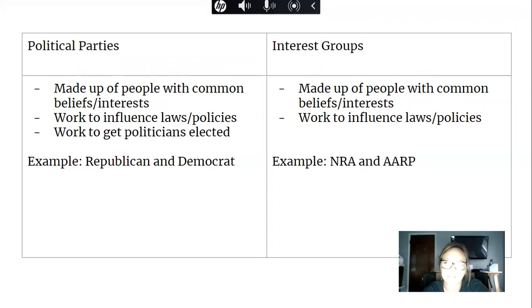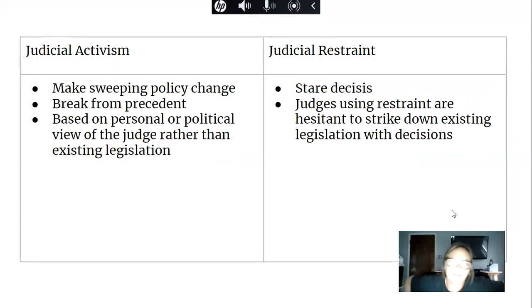Examples, we know Democrats and Republicans are the two big examples for political parties. Some interest group examples would be like the National Rifle Association, the AARP, which is the American Association of Retired People. Sorry, I had to think about it for a second. Another example would be like, I use this in class, the NEA, the National Education Association. It is the labor union for educators, okay? That one's easy.